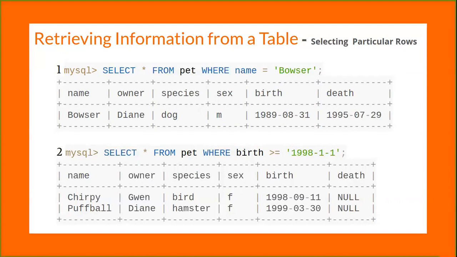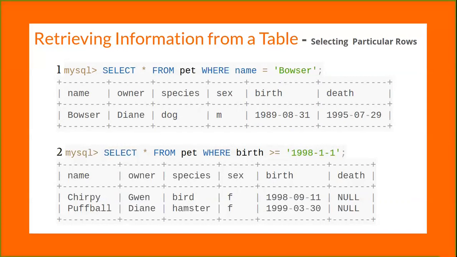You can select only particular rows from your table. For example, if you want to verify the change that you made to Bowser's birth date, select Bowser's record like this: SELECT * FROM table name WHERE name equals Bowser. The output confirms that the year is correctly recorded as 1989 and not 1979. String comparisons normally are not case sensitive, so if you specify the name Bowser in all caps or all lowercase and so forth, the query result is the same.